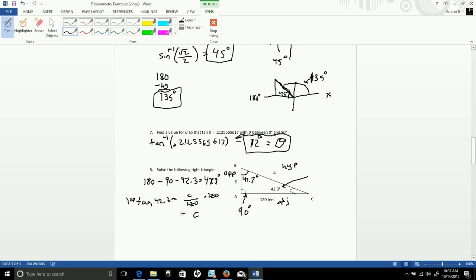So then it's a matter of entering in, see what you get whenever you do 120 times the tangent of 42.3. So again, depending on your calculator, depends on exactly how you'll enter these in. So you want to make sure you're practicing this, see if you know how to enter it. If not, let me know. You get 109.19. And our units here in this case was in terms of feet. So this would be in terms of feet. So 109.19 feet there for our side C.